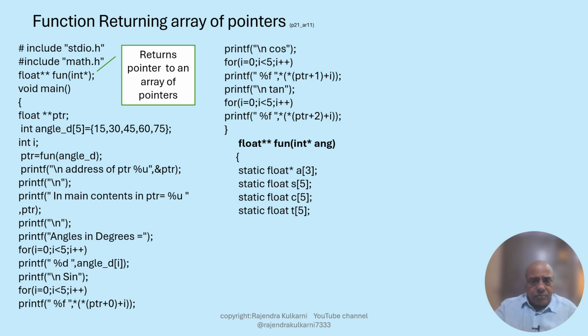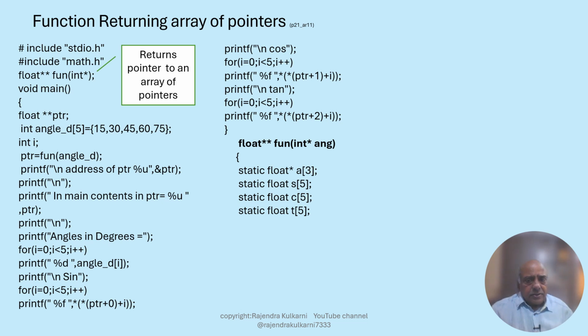Then we have declared 4 static arrays. The first float array is an array of pointers: static float star a, dimension 3. So a is a float pointer array having dimension 3. Then we are declaring 3 arrays s, c and t, all float arrays with dimension 5, and all these 4 arrays have been declared as static arrays.